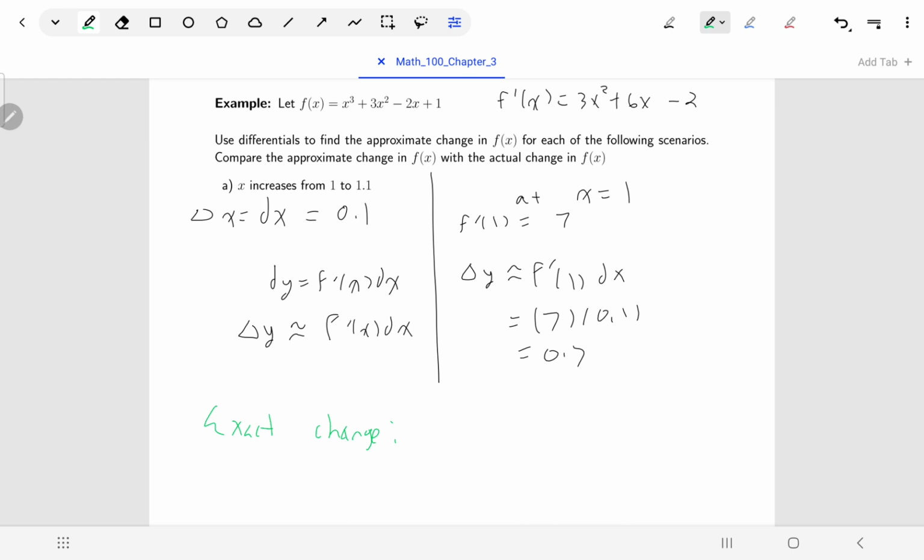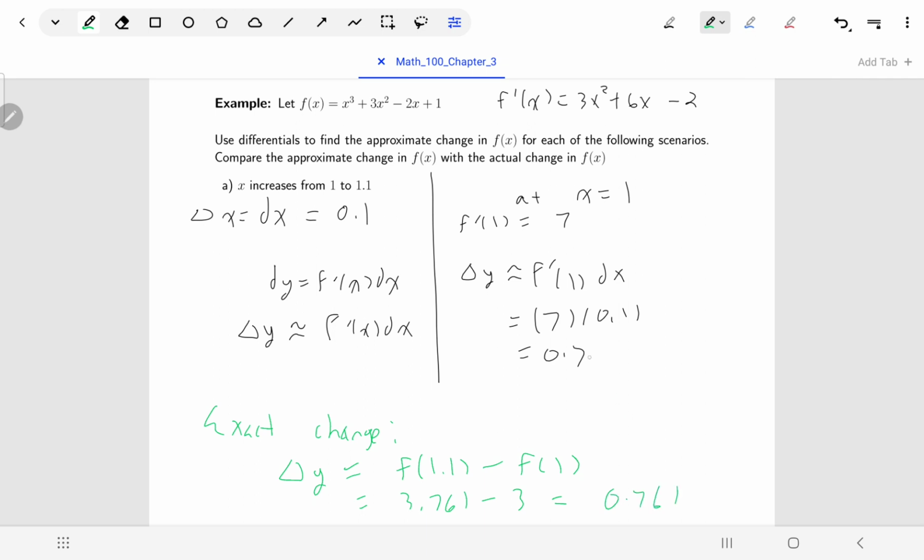We want to find the change in the y values as we go from 1 to 1.1. So if I wanted to know the exact change in y value, that would be ending at 1.1, starting at 1. So I would look at f of 1.1 minus f of 1. If I put 1.1 into my original function, I get 3.761. And when I put 1 into my original function, I get 3. So the actual change in y value is 0.761.